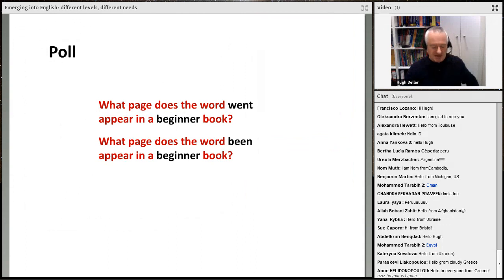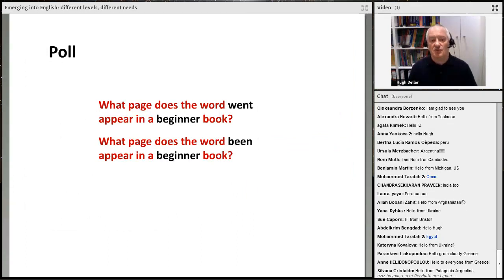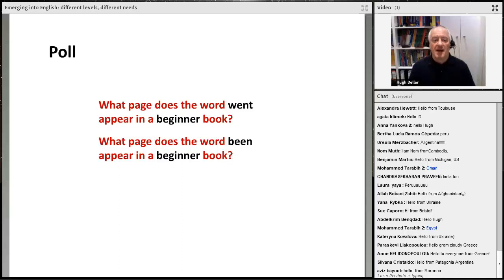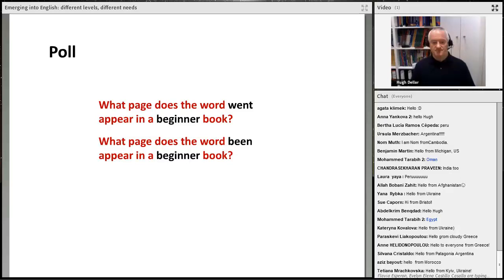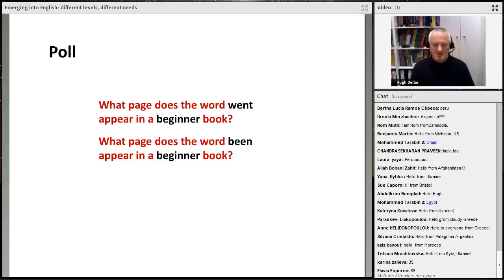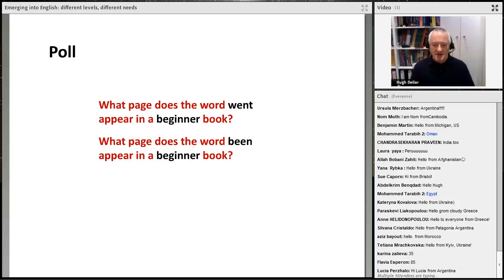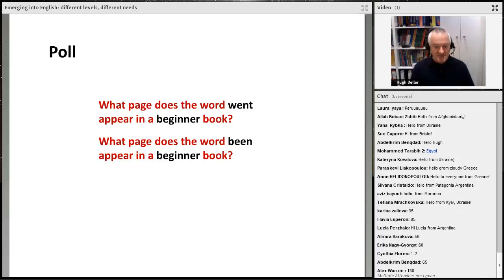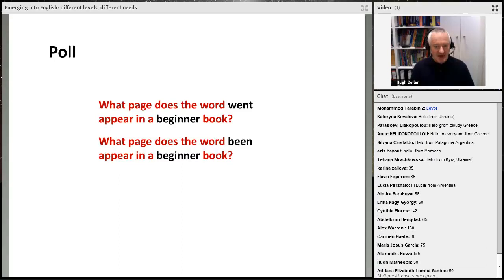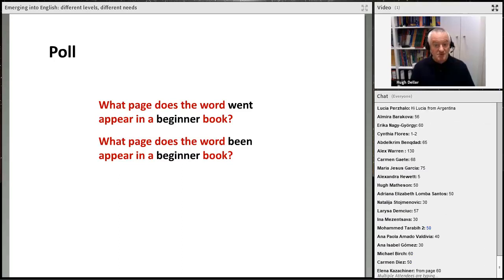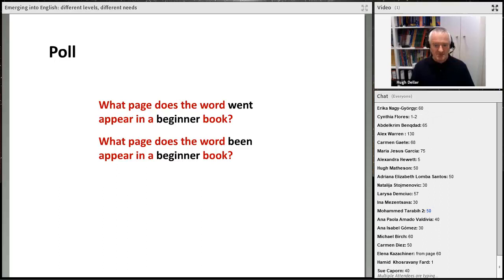So imagine that you've got a beginner book, an absolute kind of starter level book. Have a quick think about the word went. What page do you think the word went might appear on in your average beginner book? Okay, give you 30 seconds just to type quickly. 35, 85. Can see we're not going to agree here. 56, 60, pages 1 to 2. Oh, I admire your optimism.